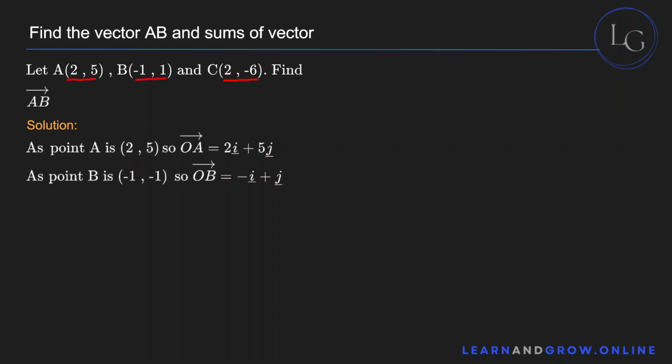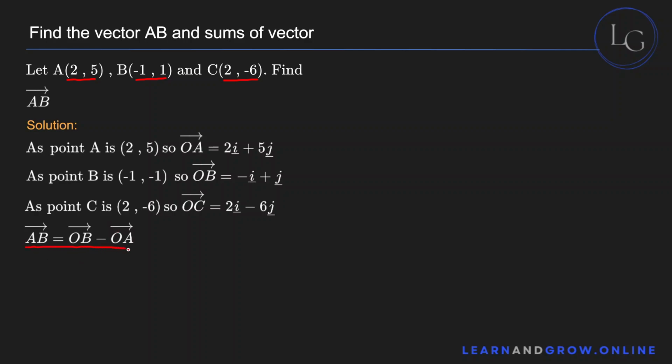That's pretty simple, right? First, you must remember this: AB is equal to OB minus OA. OB is the position vector of B, OA is the position vector of A. So the point A is (2, 5). As we have discussed many times earlier, the position vector of A, OA, that goes from the origin to A, is 2i plus 5j, because it's 2 on the x-axis and 5 on the y-axis.